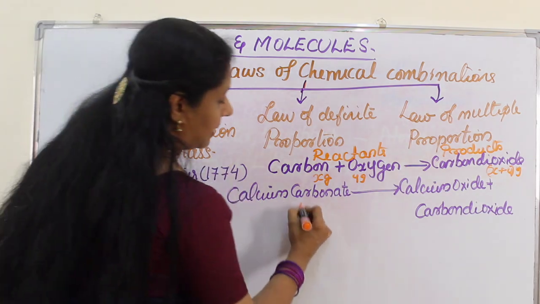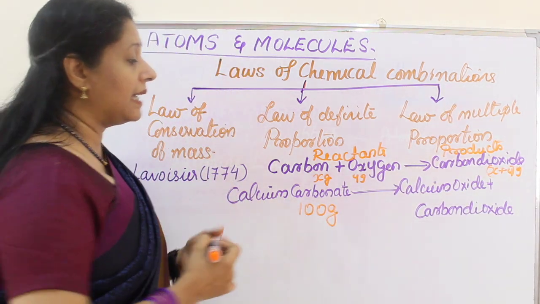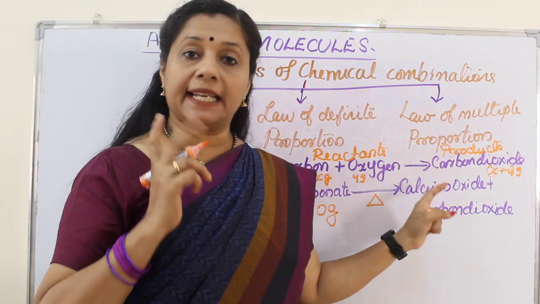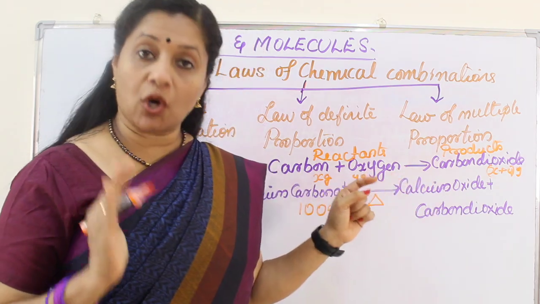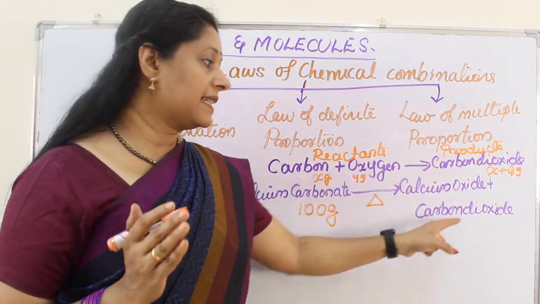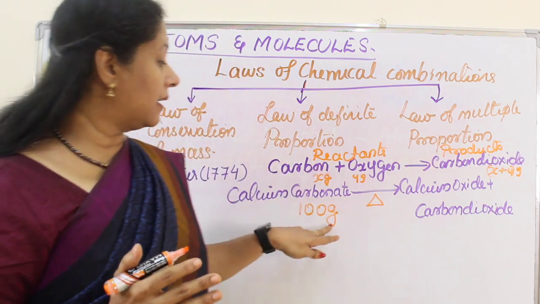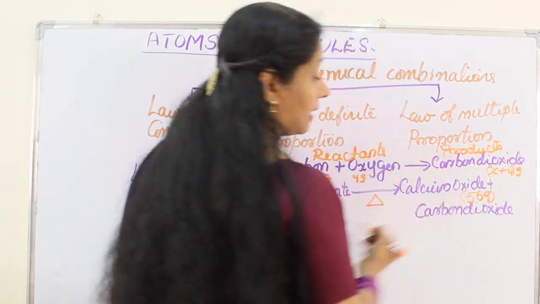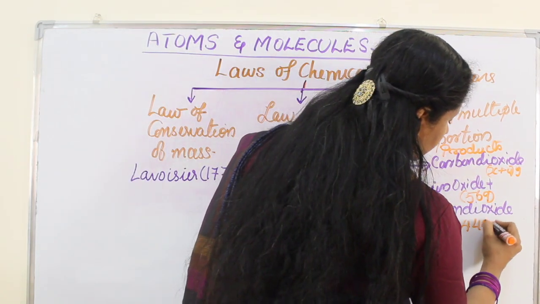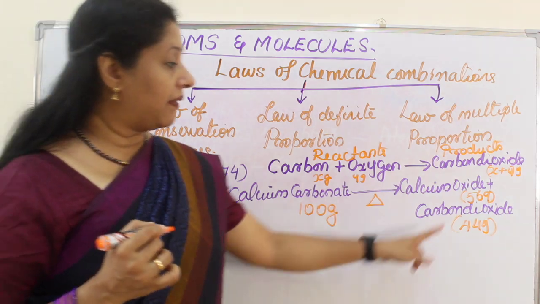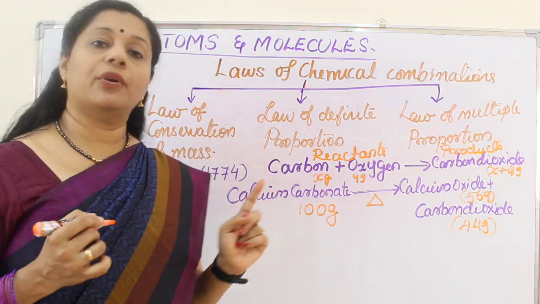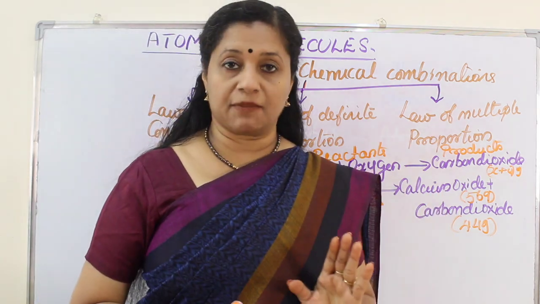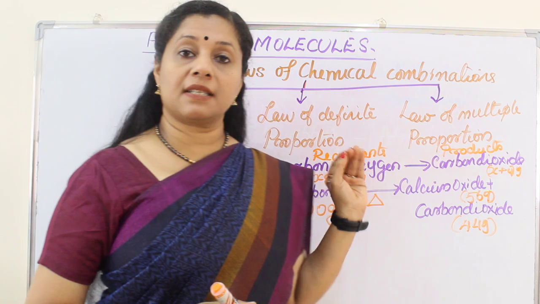Or another example, calcium carbonate. If I take 100 grams of calcium carbonate and heat it, I will get two products: calcium oxide, which we call quicklime, and carbon dioxide. So 100 grams of this will get divided into 56 grams of calcium oxide and 44 grams of carbon dioxide. If I add 56 plus 44, I get 100 grams. So the total mass of the reactants and the products are the same. So the law of conservation of mass is confirmed here.